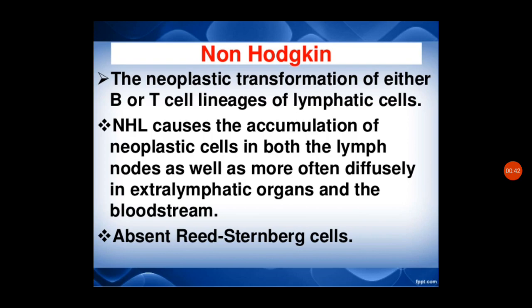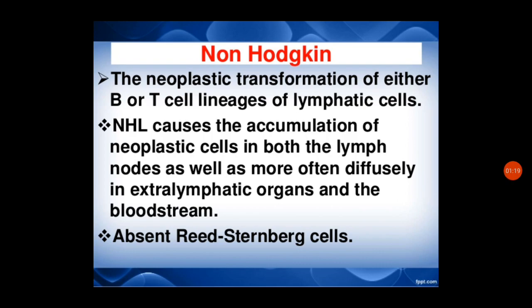In today's session, we will be discussing non-Hodgkin's disease, which is also a neoplastic transformation of lymphatic cells, and it can be from B or T cell lineages. Non-Hodgkin's lymphoma causes the accumulation of neoplastic cells in the lymph nodes as well as, more often, diffusely in extra lymphatic organs and the bloodstream. So this is a very important difference between non-Hodgkin's disease and Hodgkin's disease.